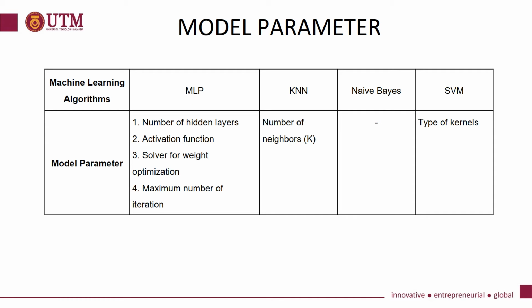Machine learning models are parameterized so that the model can adjust its behavior based on the given problem. For MLP, the parameter is the number of hidden layers, which is set to 2. According to the research done by Cybenko, one hidden layer is enough to get an accurate approximation of the model function.